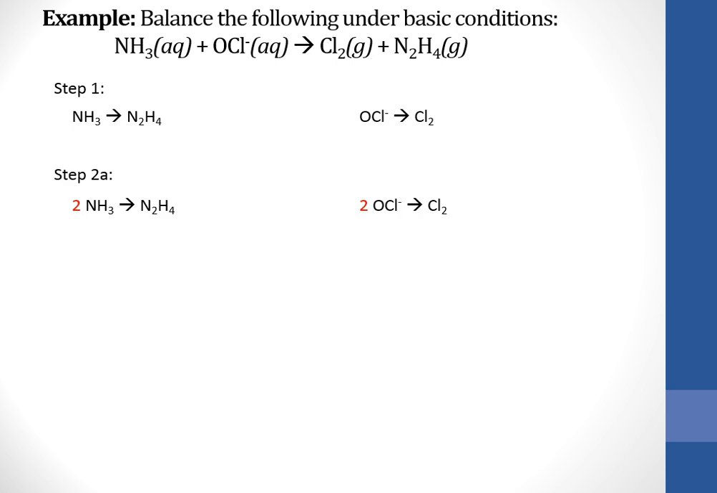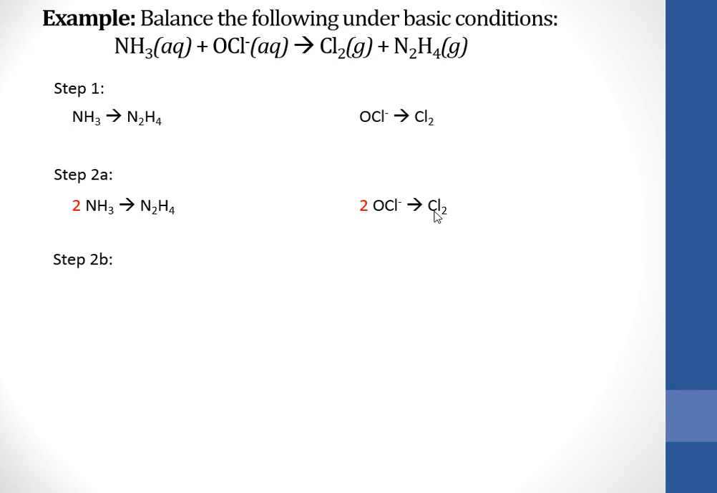In step 2a, we have to balance all non-oxygen and non-hydrogen elements. In the first half reaction, we need to put a coefficient of 2 in front of the ammonia to balance for the two nitrogens in N2H4. And in the second half reaction, we need to put a coefficient of 2 in front of the OCl- to balance for the two chlorines in chlorine gas.